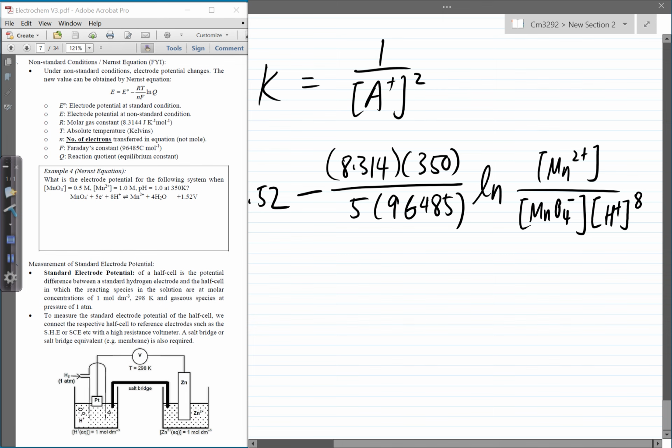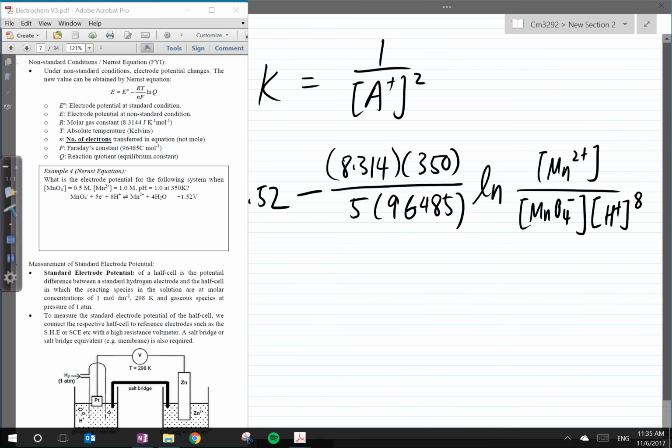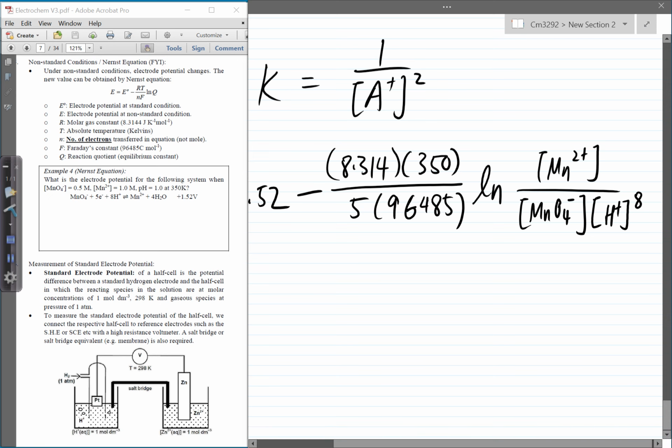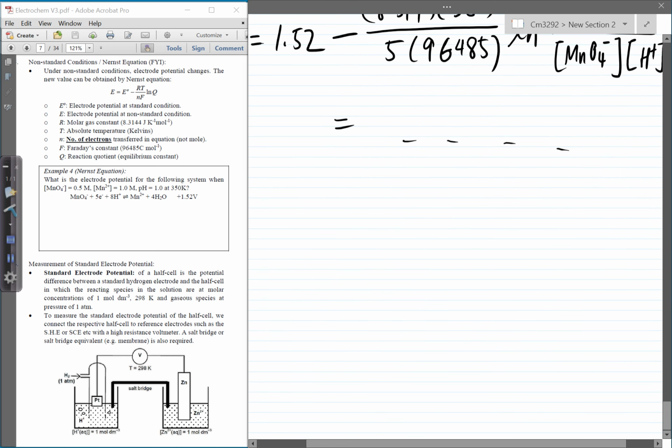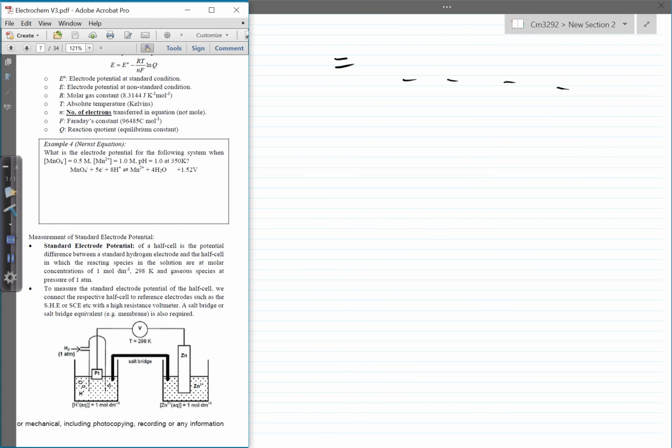So now it's just your job to substitute everything in. Remember to convert your pH to the concentration of H+. Okay, and then you should have the answer. You can go back and solve. Quite straightforward. You can see that it's about 1.3 something or 1.4 something.